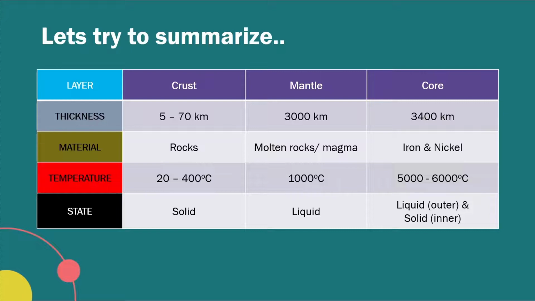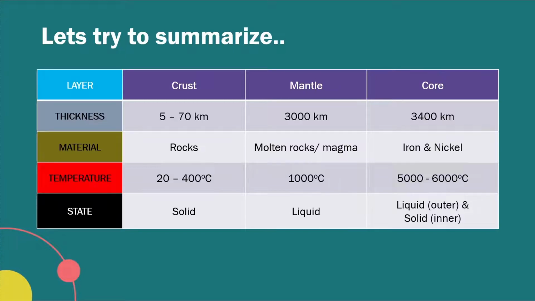So the temperature range for crust is between 20 degrees Celsius to 400 degrees Celsius. For mantle, the temperature starts to climb up, becoming 1000 degrees Celsius, and the core is the hottest, which is 5,000 to 6,000 degrees Celsius.